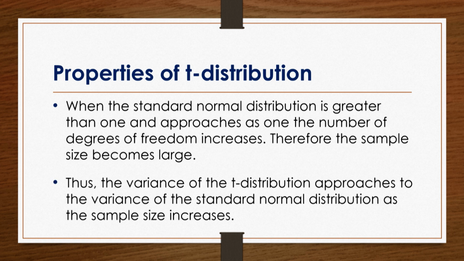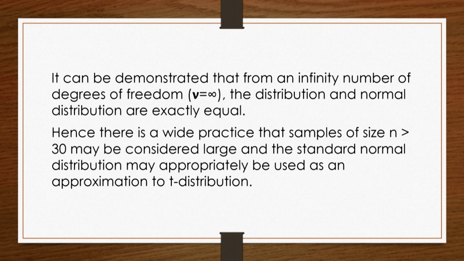Thus, the variance of the T distribution approaches the variance of the standard normal distribution as the sample size keeps on increasing. It can be demonstrated that for an infinite number of degrees of freedom, when nu is equal to infinity, the T distribution and normal distribution are exactly equal, one and the same. Hence, in wide practice, the sample size is considered large when n is greater than 30. In such circumstances, we do not apply the T distribution, and the standard normal distribution can be used instead.